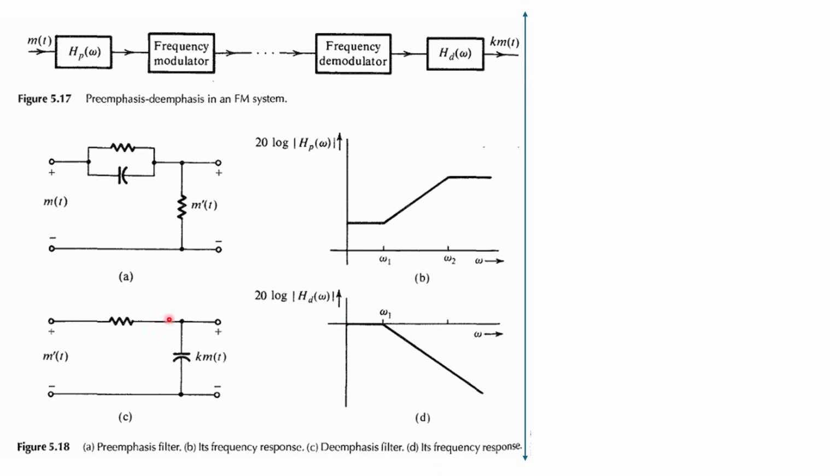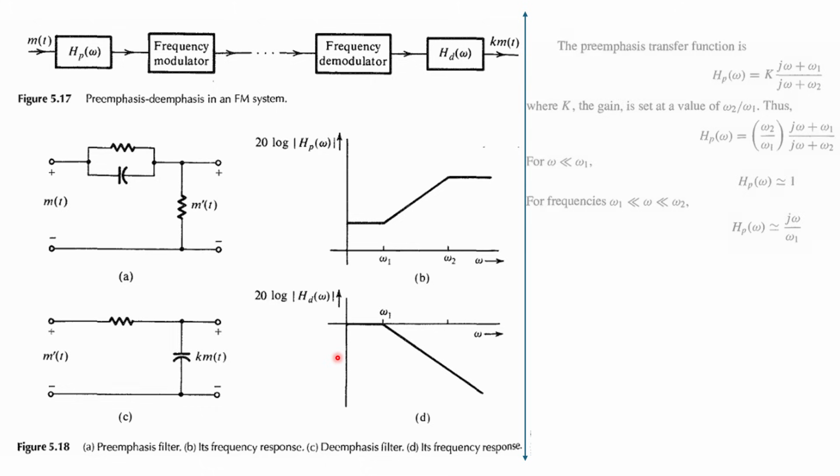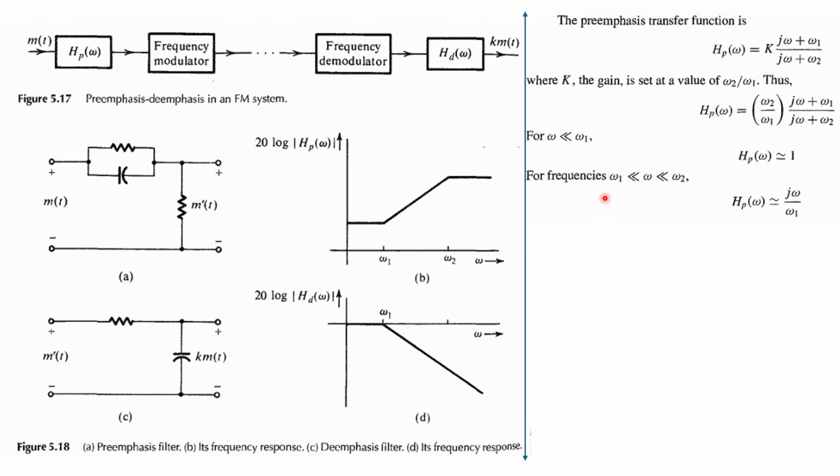Similarly, this is the de-emphasis circuit here. So RC is here, and this acts like a low pass filter. So for low frequency it will pass, and for high frequency it will suppress, right? So just reverse. Here let's dive into the details of the transfer function of this pre-emphasis circuit. Then you may understand it in a better manner.